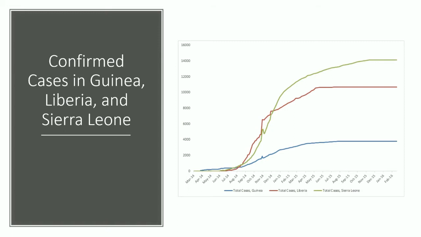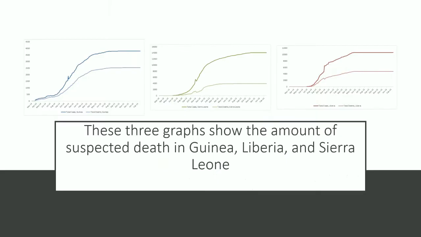Liberia was in the middle with 2,000 cases in September of 2014 and 10,000 cases in February of 2016. The last is Guinea with 1,000 cases in November 2014 and 4,000 cases in November of 2016. These three graphs show the number of suspected deaths in Guinea, Liberia, and Sierra Leone.